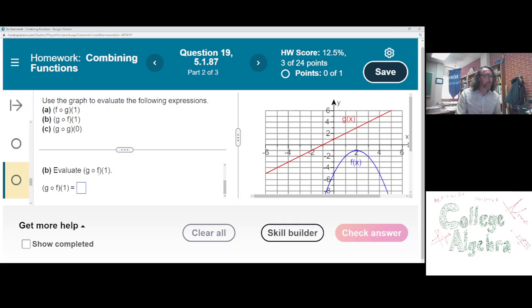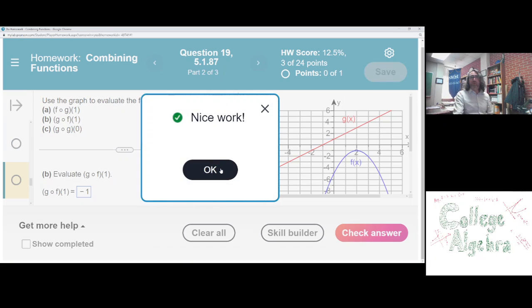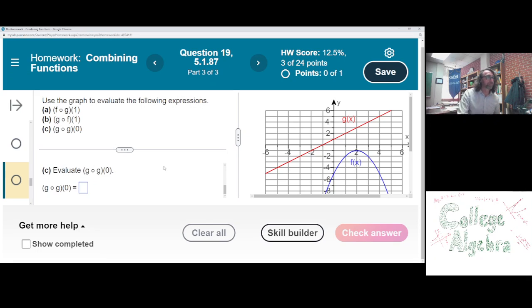And similar here, g of f of 1. Okay, well, we just look at the graph of f. 1, negative 2. That means 1 goes in, negative 2 comes out. What does g do with negative 2? Well, g gives us negative 1. Okay, that's unusual. They both gave us negative 1. Usually order matters with function composition, but this was a special case.